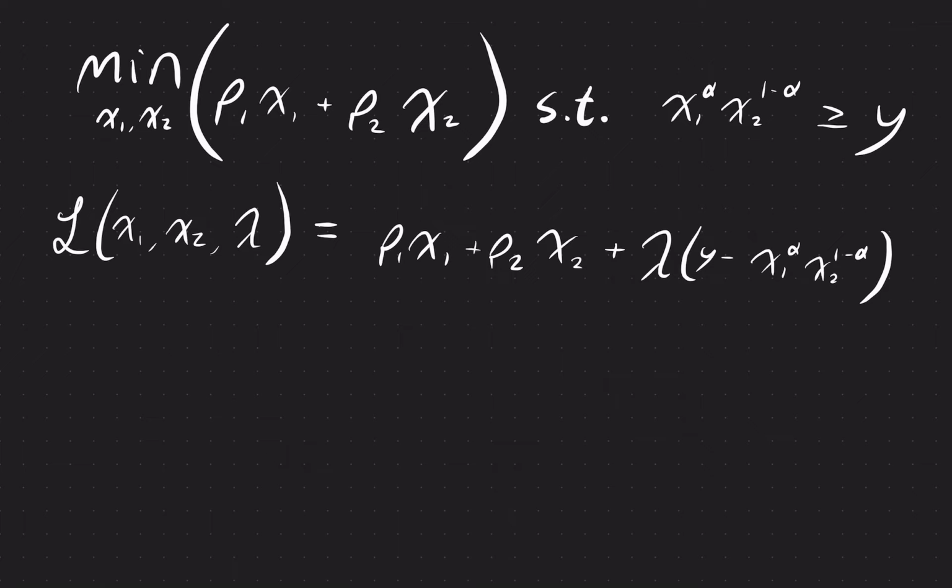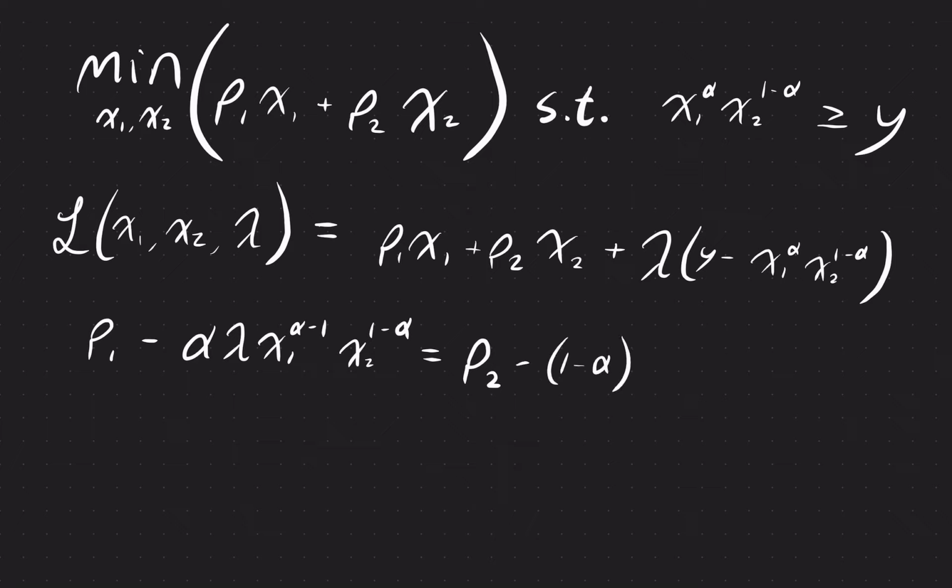So the first order conditions that we have are going to be the derivative with respect to both of the x's is going to be 0. So we have p1 minus alpha lambda x1 to the alpha minus 1, x2 to the 1 minus alpha, equal to 0. And also p2 minus, sorry, minus 1 minus alpha lambda x1 to the alpha, x2 to the negative alpha. Both of those are going to be equal to 0.